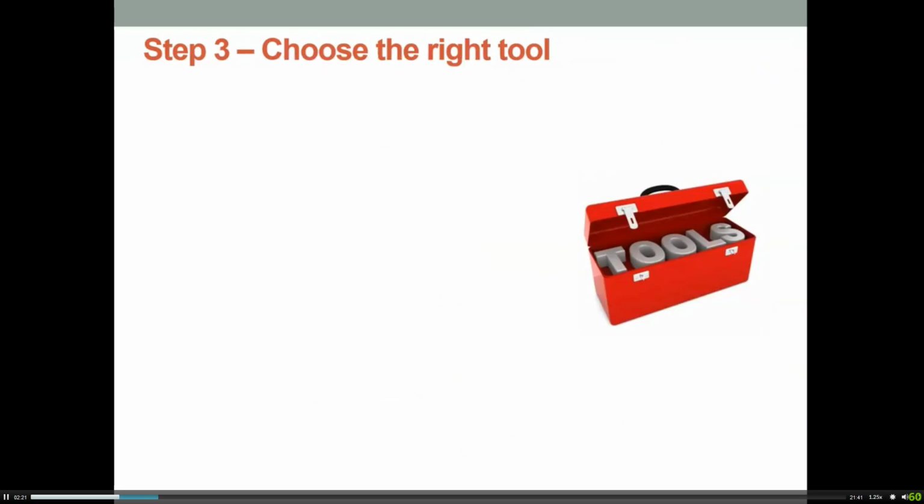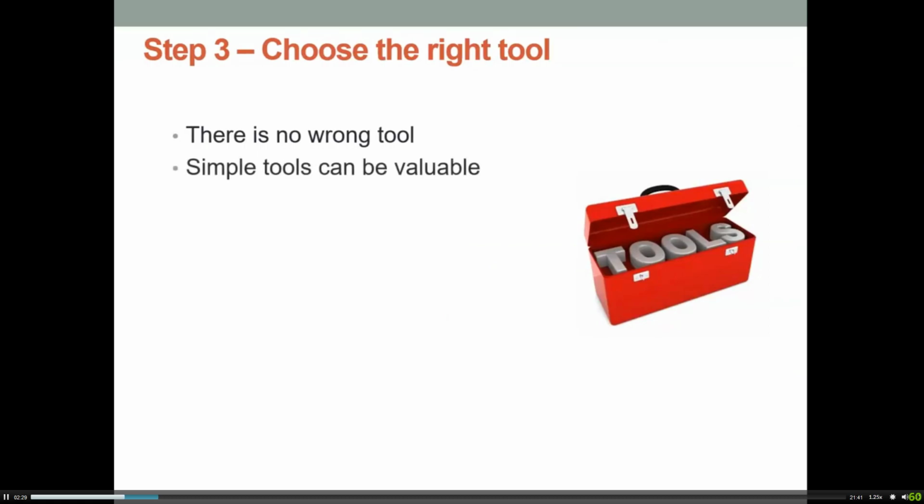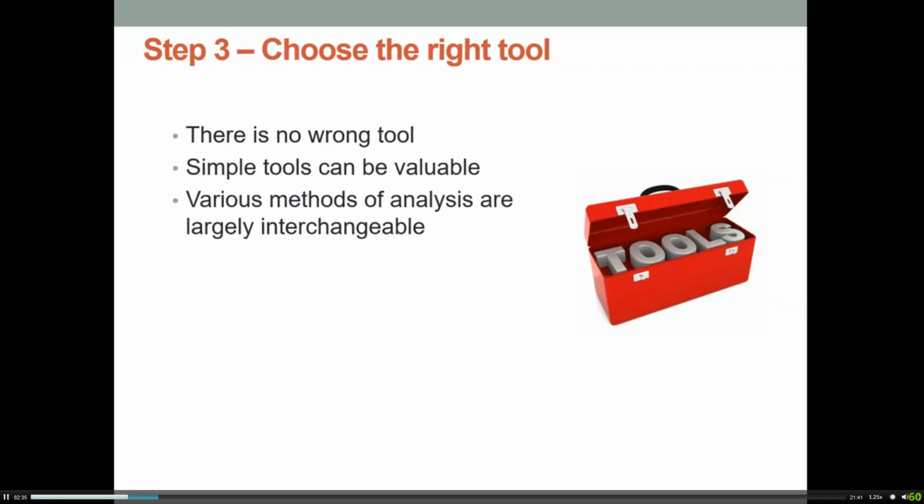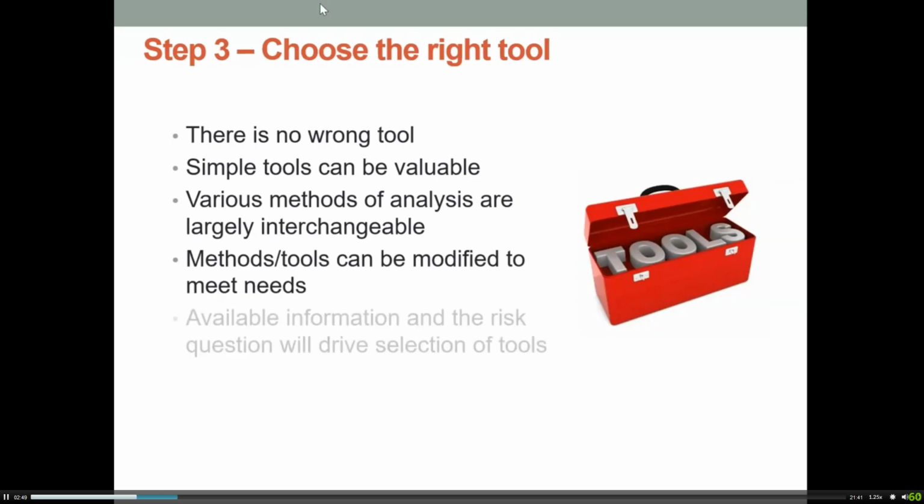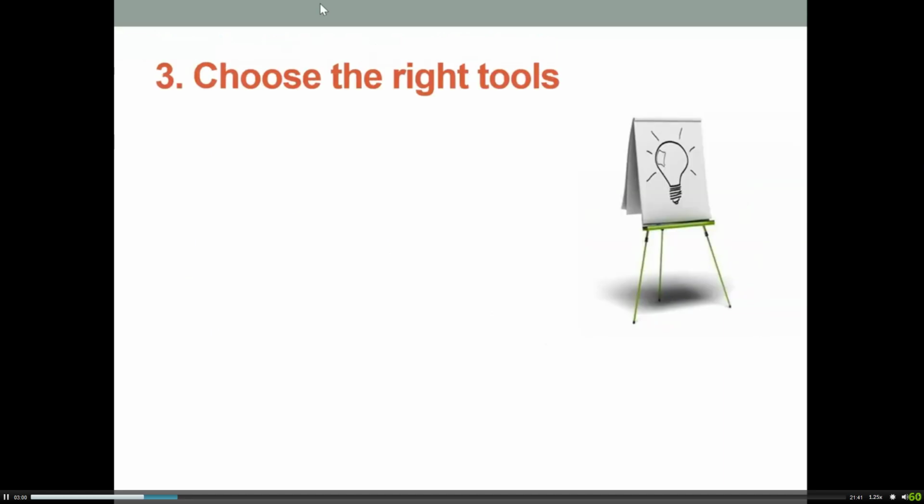The next step then, step number 3, is to choose the right tools. So we've talked a little bit about the different types of tools. There is no wrong tool. There are lots of different types of tools you can use. If you've got a simple problem, it makes sense to use a simple tool. The various methods of analysis are largely interchangeable, so you can use a component of one and a different component of another. Methods and tools can be modified to meet your needs, so they need to work for you and they can be changed around if they're not. The available information and the risk question will drive the selection of tools, so it's important that you do that work up front and make sure that you have framed your question well.